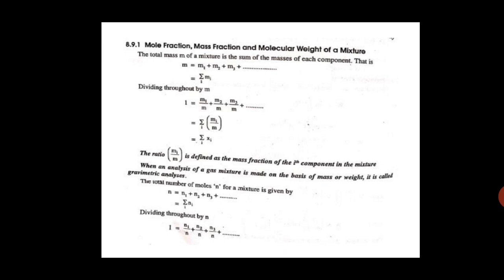So if you divide this by M, you will get 1 is equal to M1 by M plus M2 by M plus M3 by M, and so on. That is summation over i of Mi divided by M, that is summation of Xi. The ratio Mi by M is defined as the mass fraction of the ith component in the mixture. That is the mass fraction.